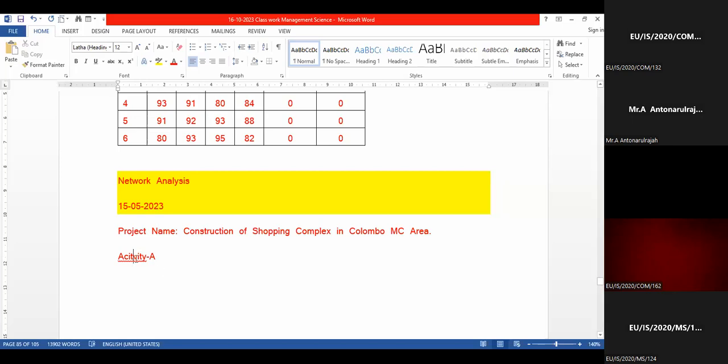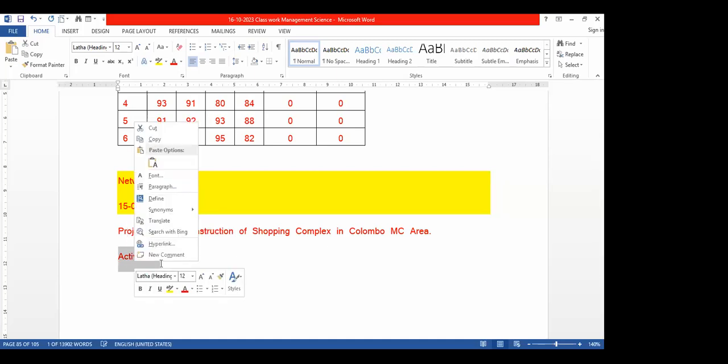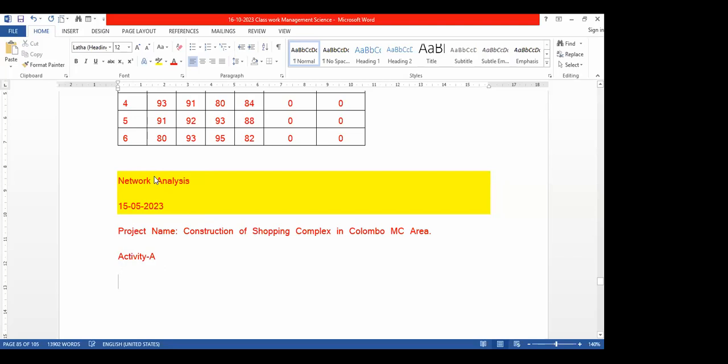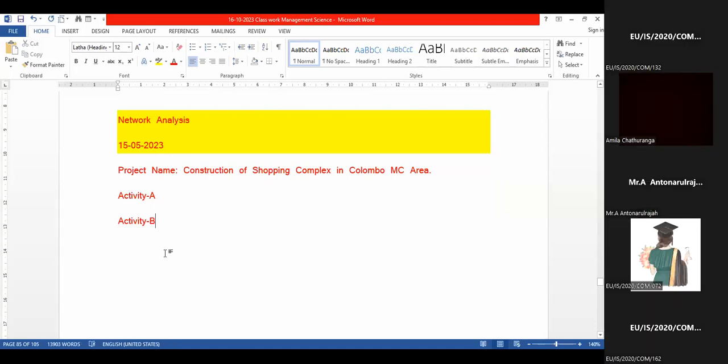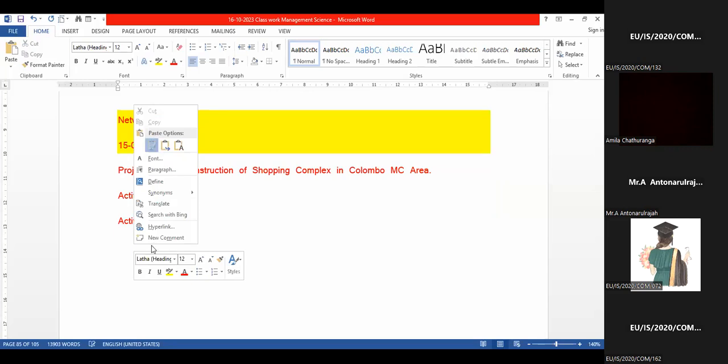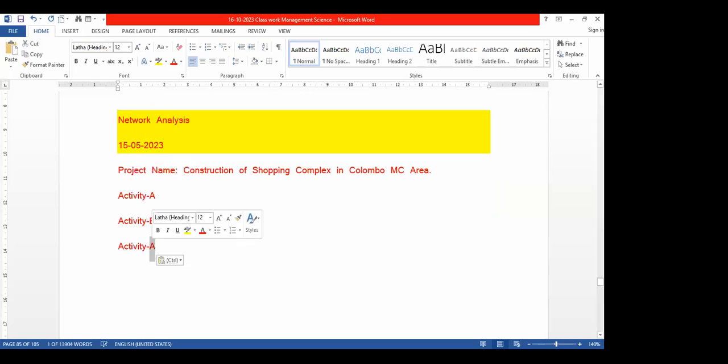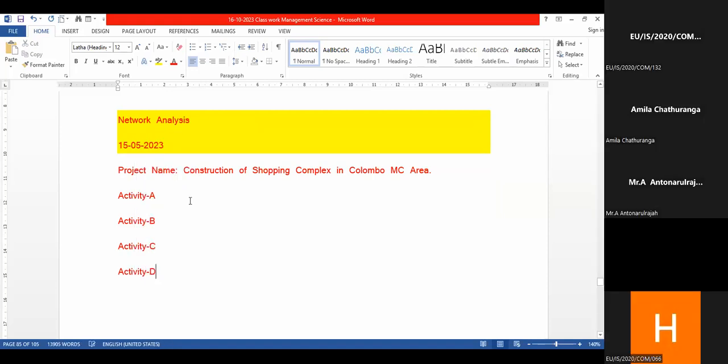Activity A, activity B, activity C, activity D. So we have to perform n number of activities. There are many activities, right?